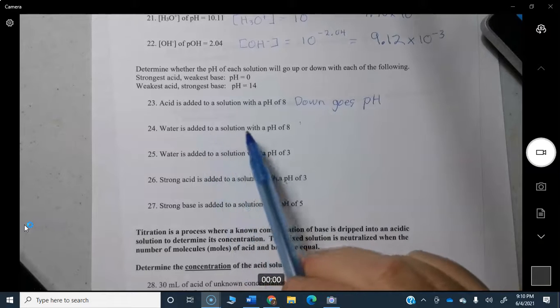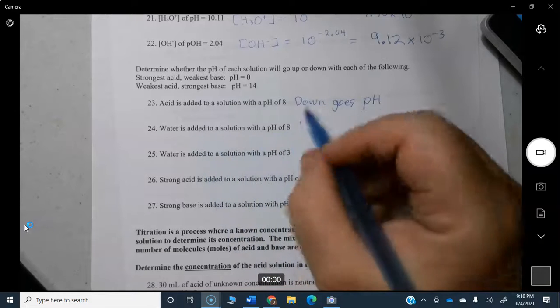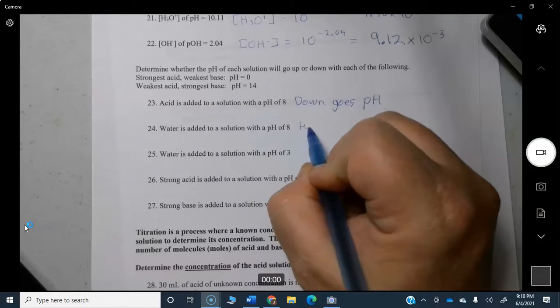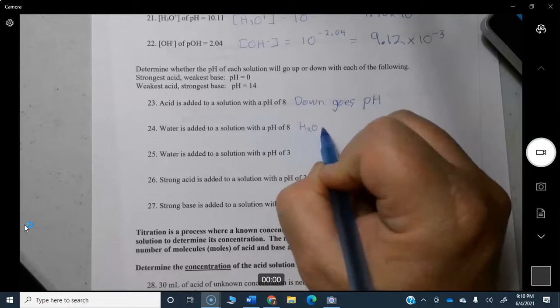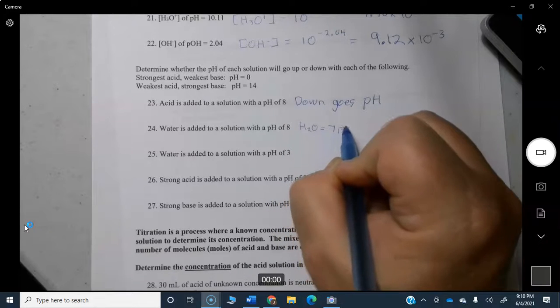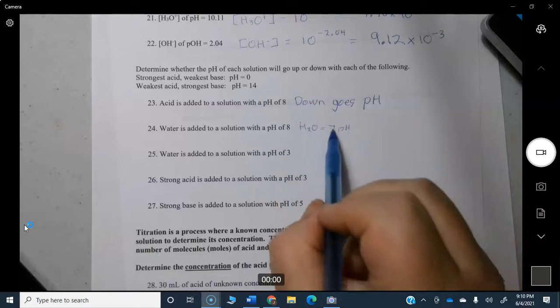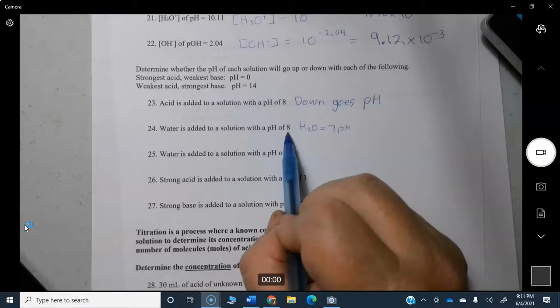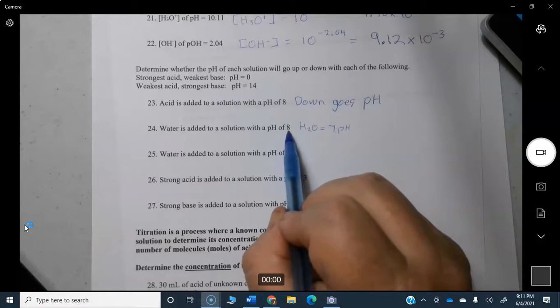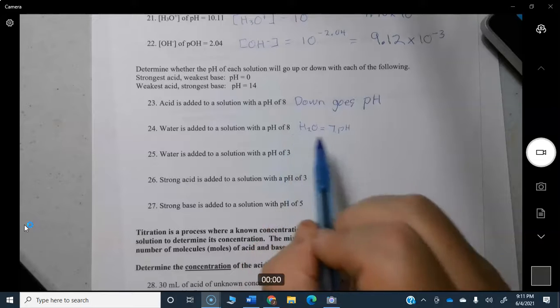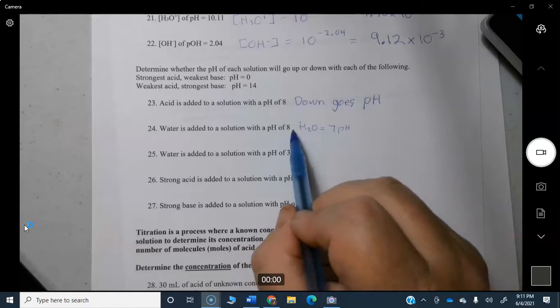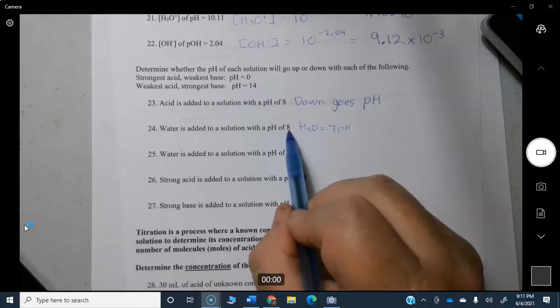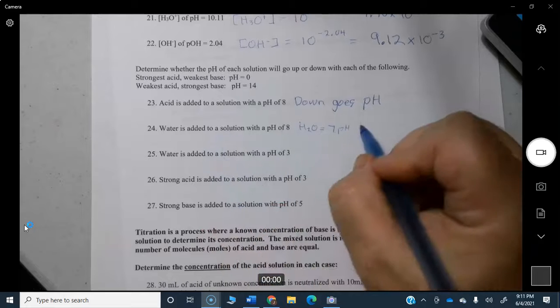Okay, water is added to the solution with pH of 8. Well, water has a pH of 7. Okay, so if you put something with a pH of 7 in a solution that's a pH of 8, it's going to bring it down. Okay, another way to think of it is you're going to dilute this base solution. You're going to make it weaker, so it's going to be less basic. That means the pH is going to go down. But a good way to think of it is water has a pH of 7, so this is going to be pulled down towards 7 by adding water, so that's also going to be down.